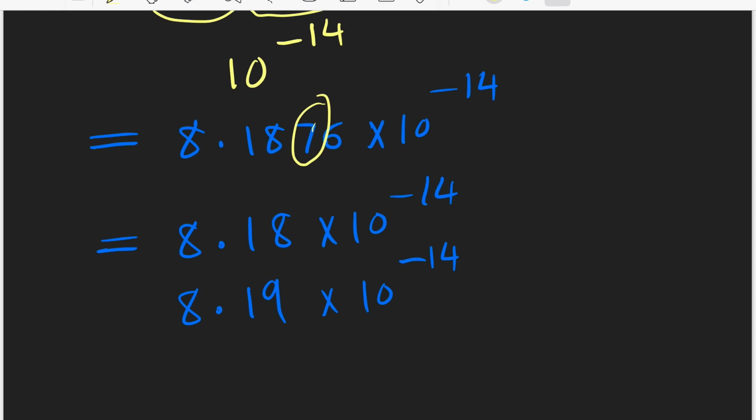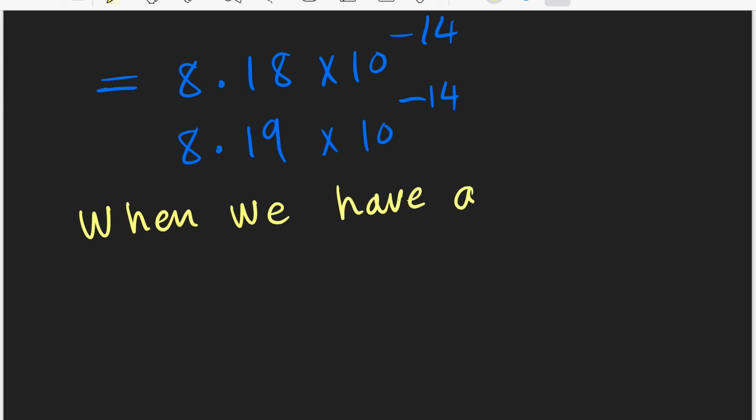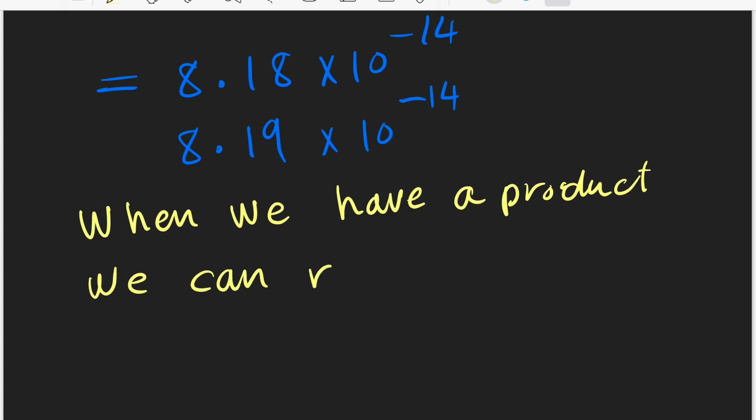So let me write it here explicitly. When we have a product, we can round the last digit.